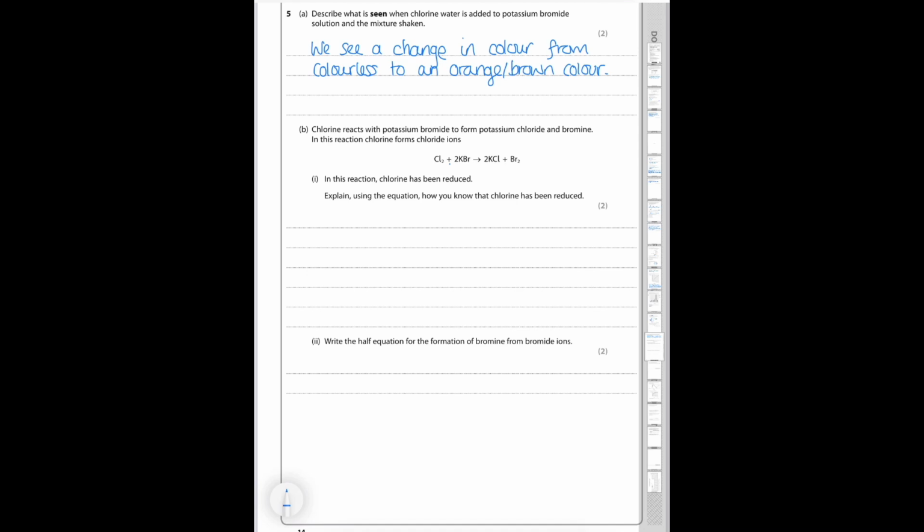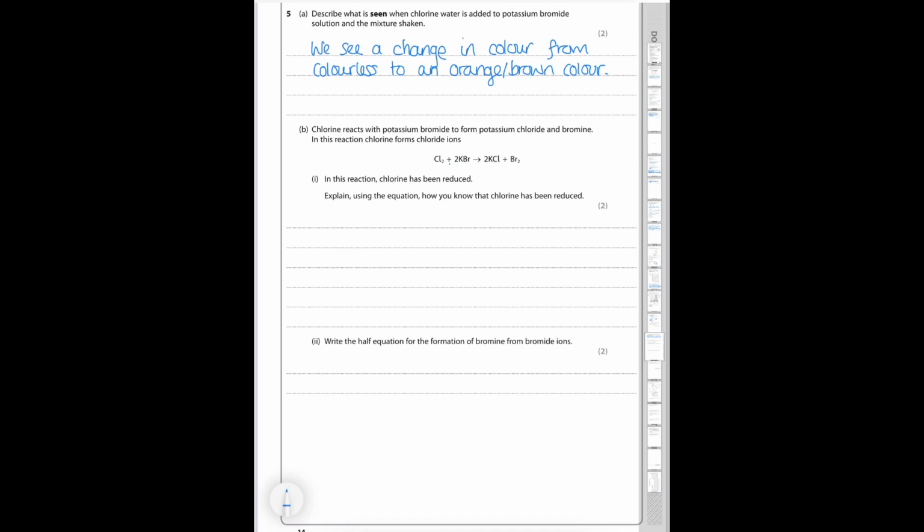Now for part B, chlorine reacts with potassium bromide to form potassium chloride and bromine. In this reaction, chlorine forms chloride ions. In this reaction, chlorine has been reduced. Explain using the equation how you know the chlorine has been reduced.